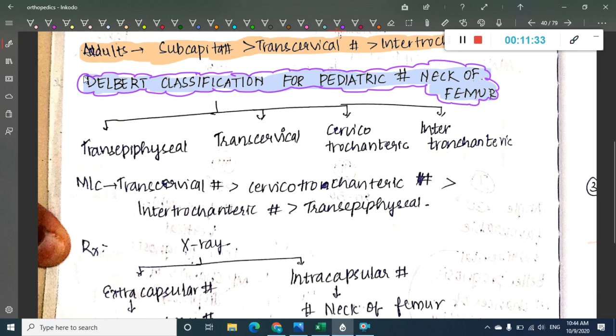It has 4 major types. One we call transepiphyseal. Okay, the first type is transepiphyseal. What do you see in transepiphyseal? Here the fracture line is along the epiphysis.